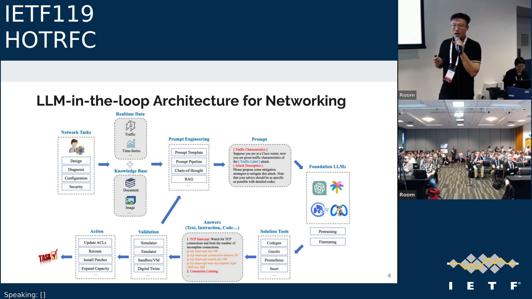Okay, so to enable better use of LLMs in the networking area, we abstract an architecture, and I call it the LLM in the loop architecture for networking. Several components are included in this architecture: the data, the prompt engineering process, the fundamental LLM solution tools, the answer generated by the fundamental LLMs, and then the validation before the actions. We also have a small loop to ensure the quality and safety of the proposed architecture.